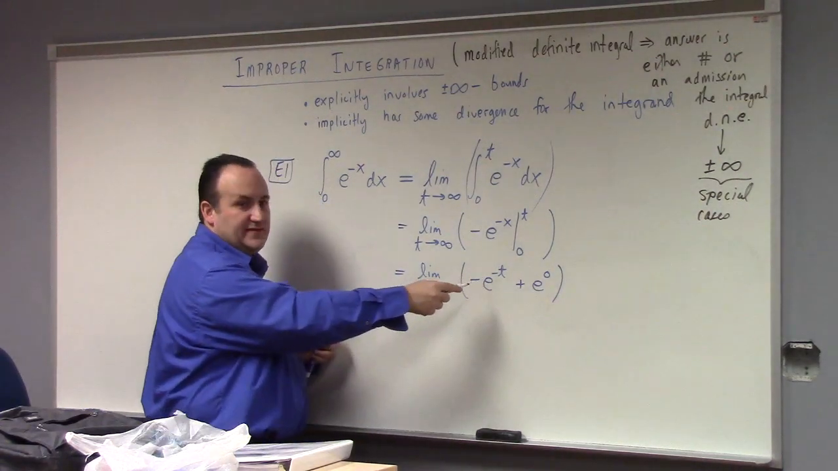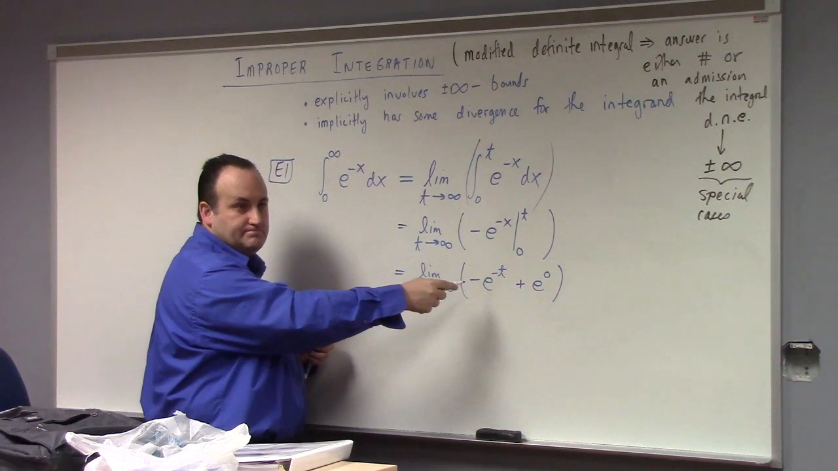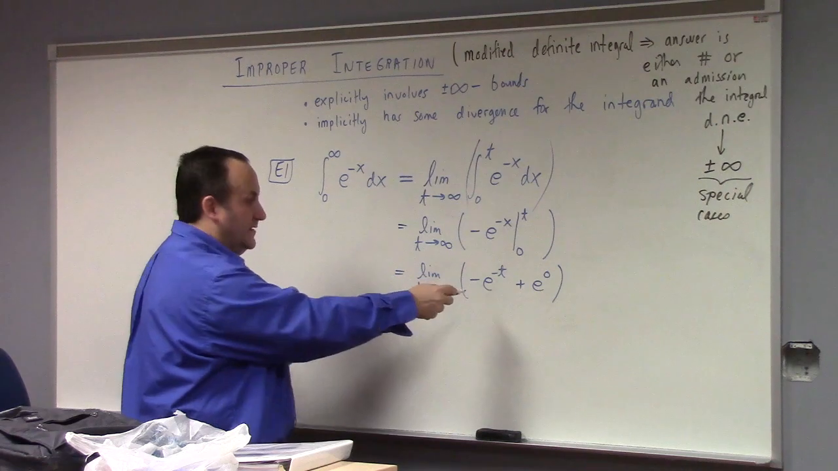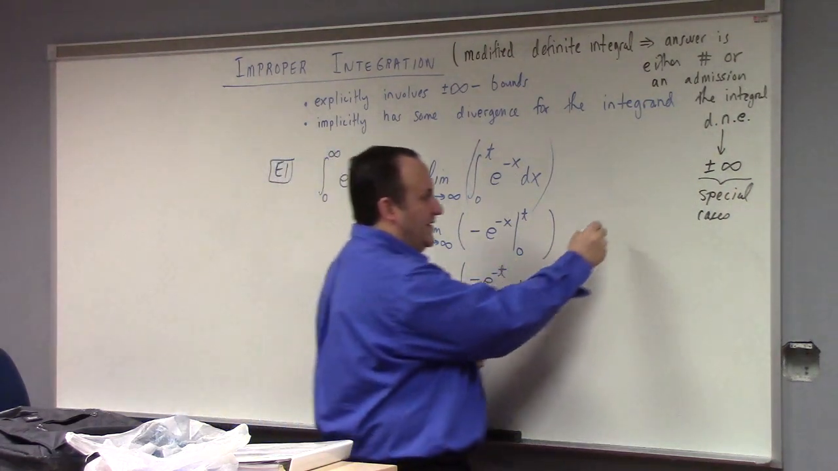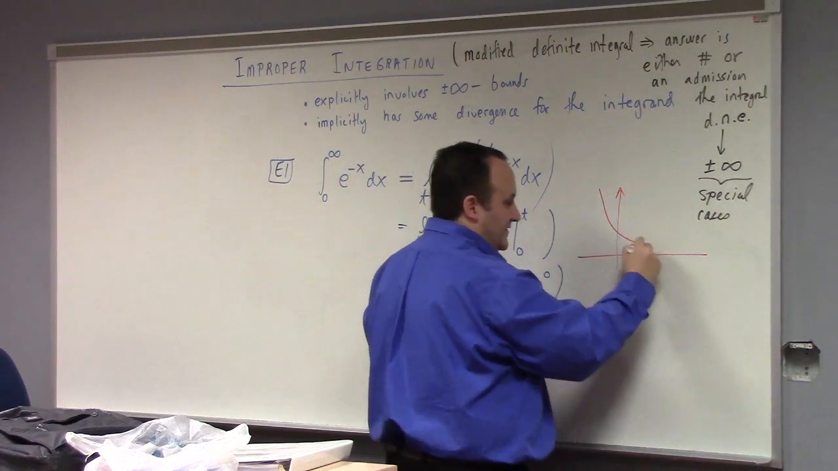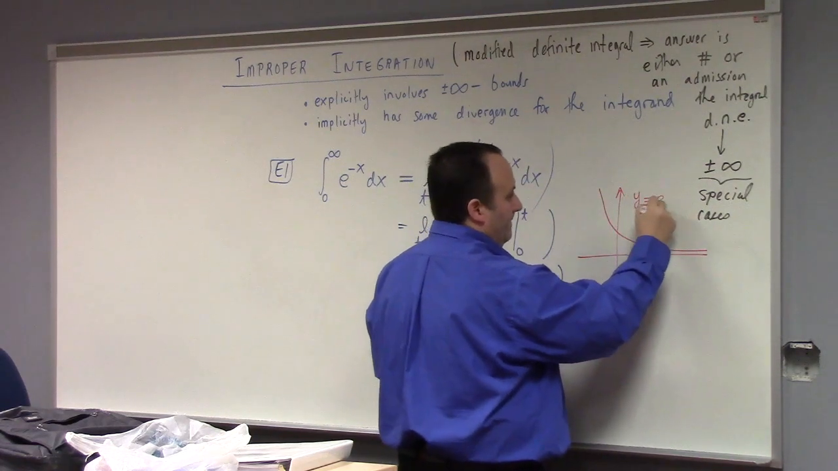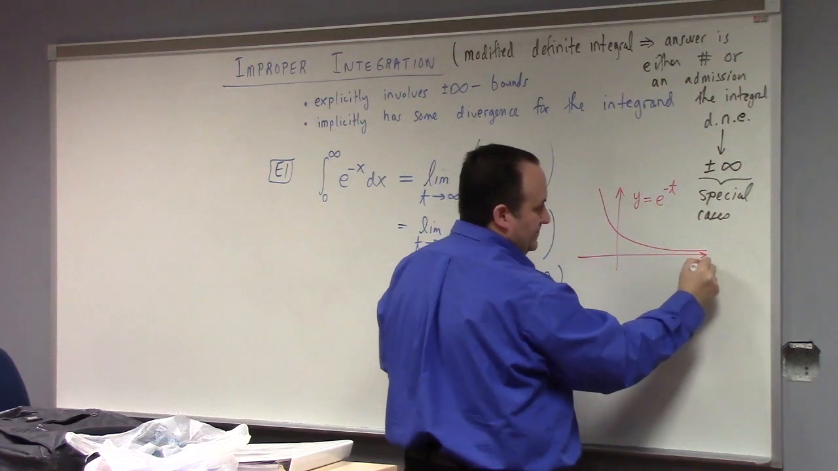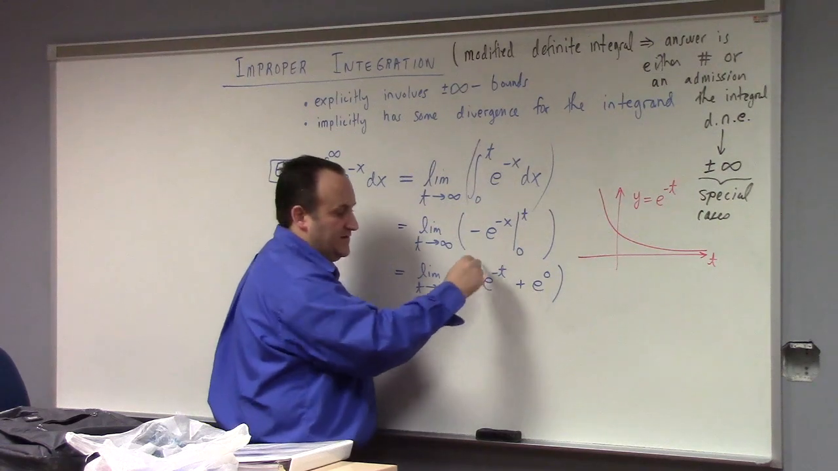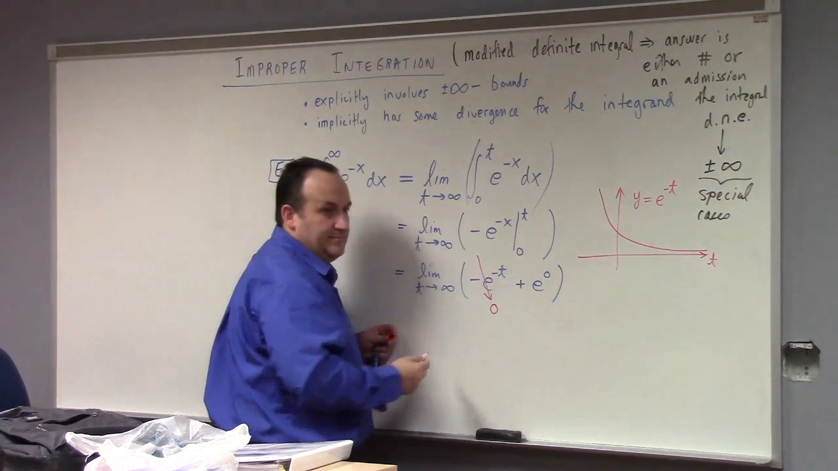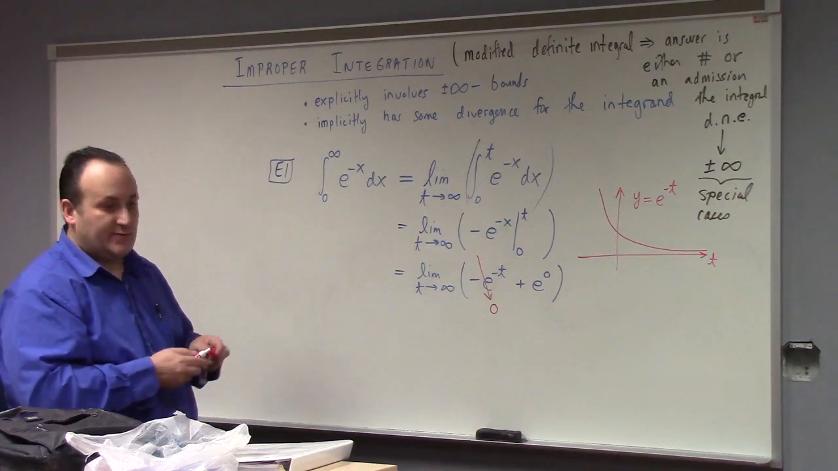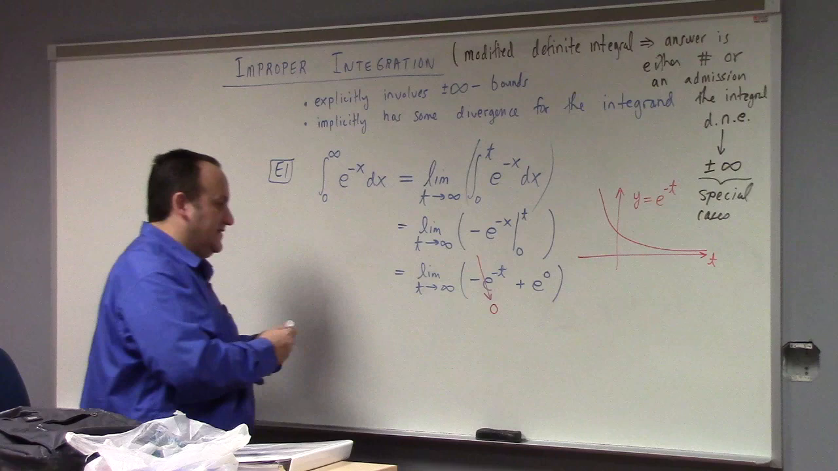What happens to e to the minus t? Do you guys know? If you don't know about that, you need to take ownership of it. The graph of e to the minus t looks like this. What happens as t goes to infinity? This piece goes to 0. That's just a basic limit. And so what are you left with? e to the 0, which is 1.